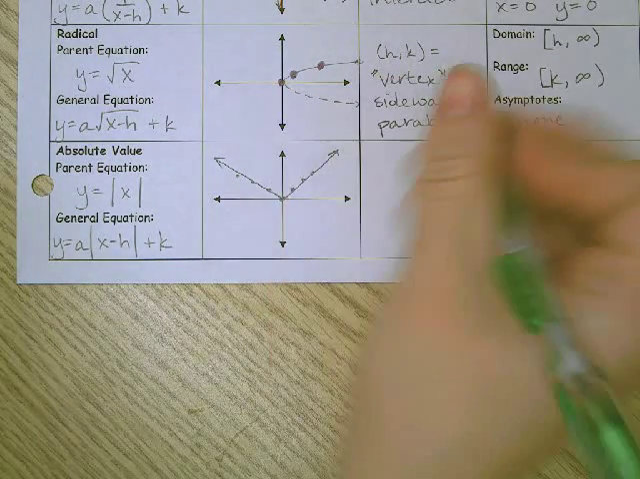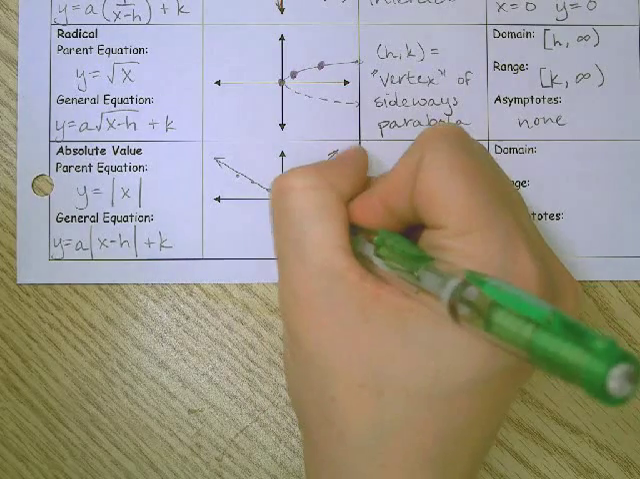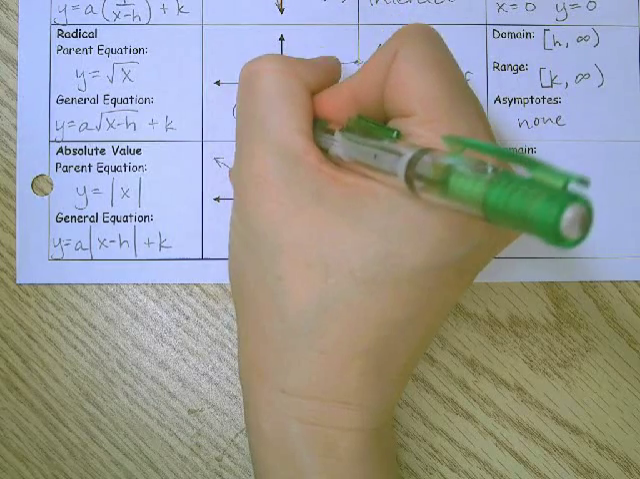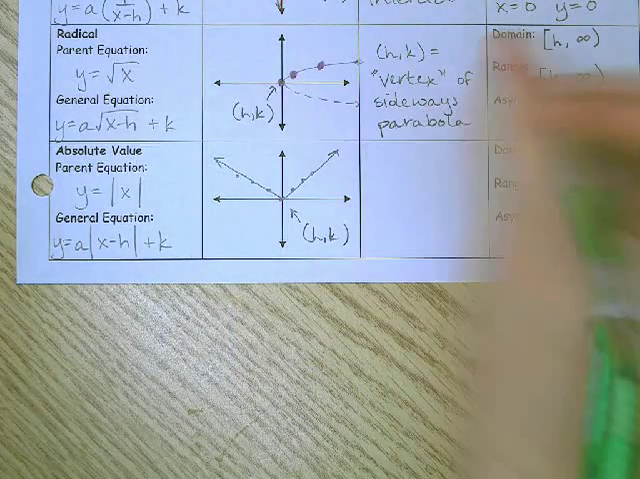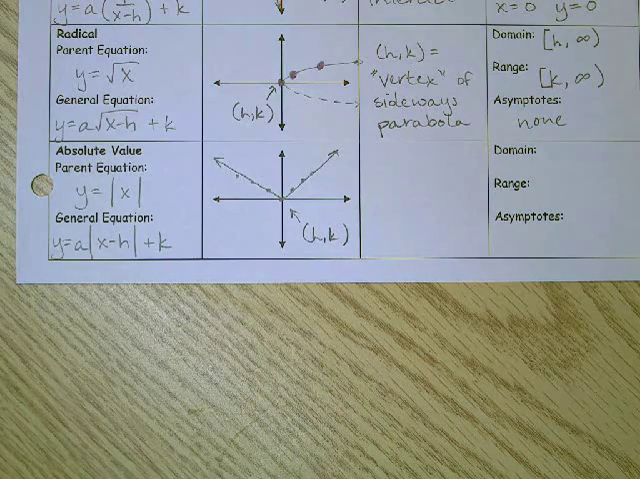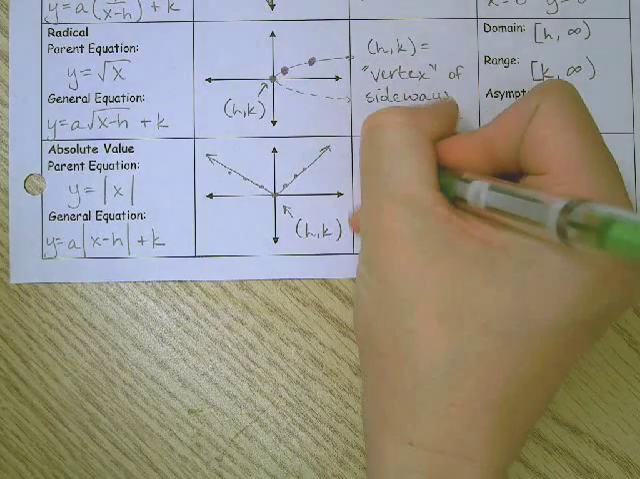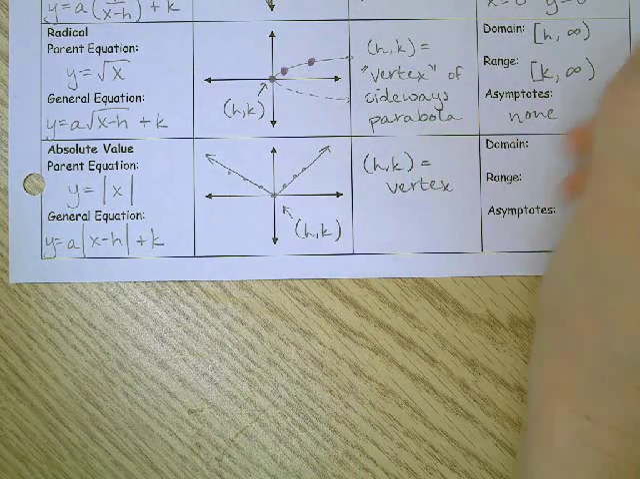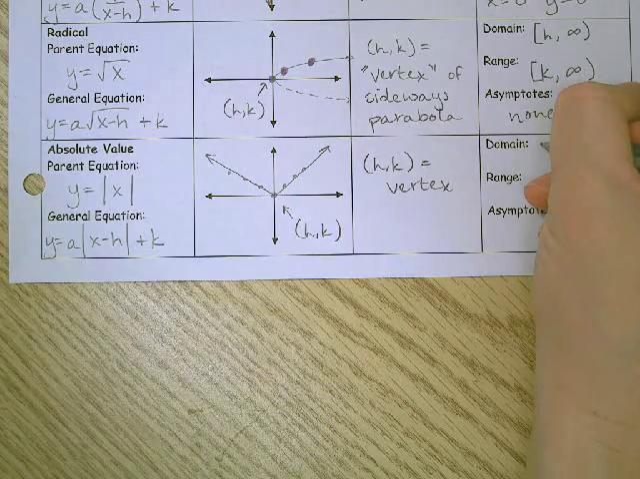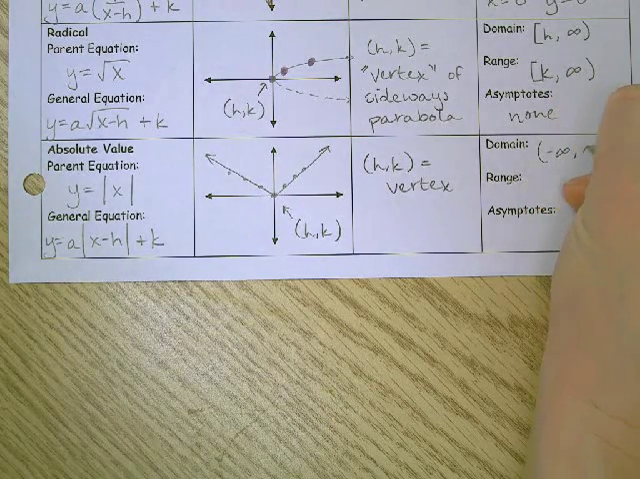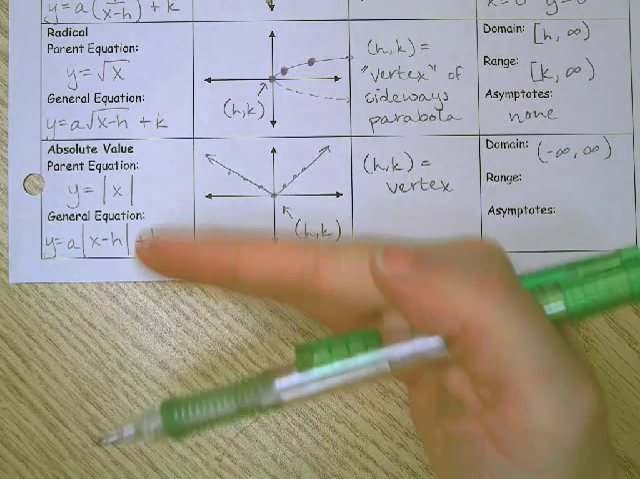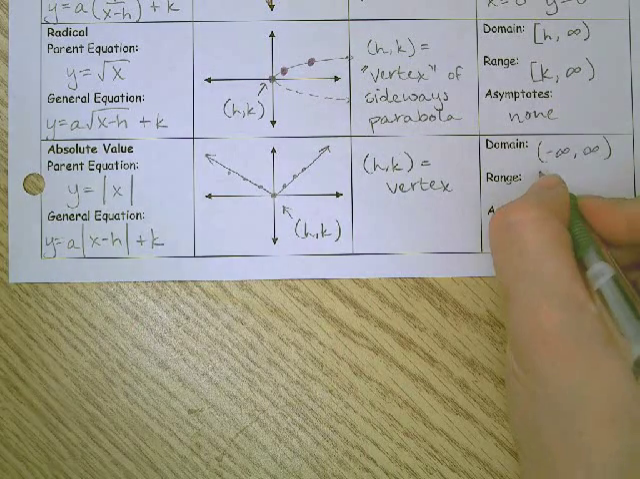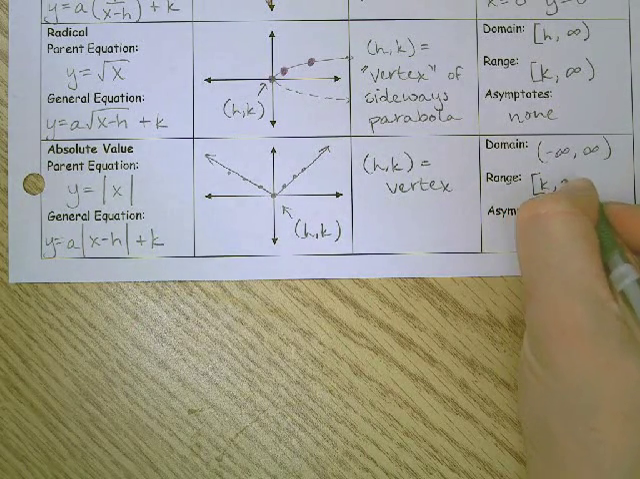So h, k in this one is 0, 0. I'll go ahead and label that on this one as well. That is basically the vertex. The domain is all real numbers because you can put anything in for x, so negative infinity to positive infinity. The range, however, is wherever k starts. So I'm going to go from k, included, to infinity.